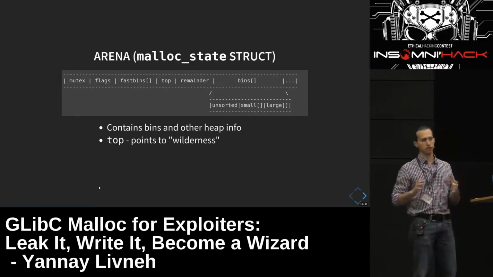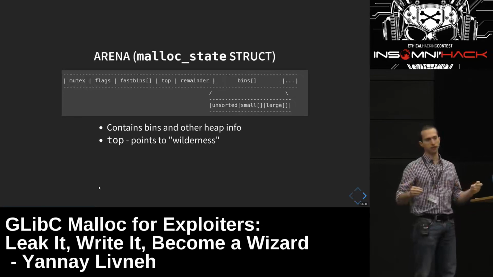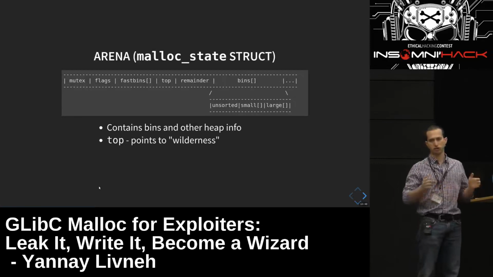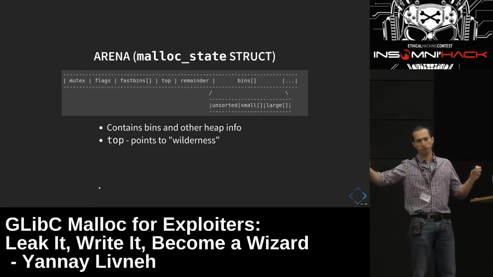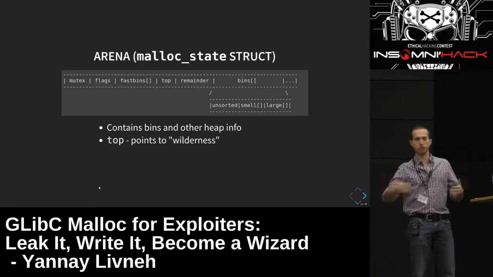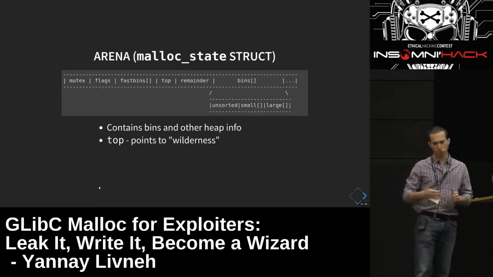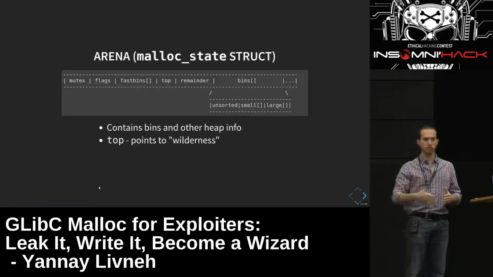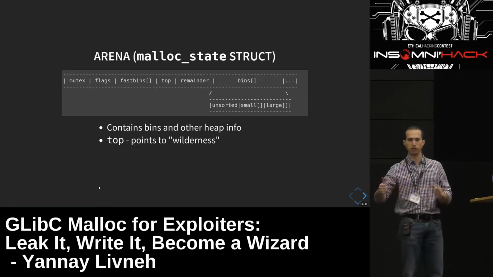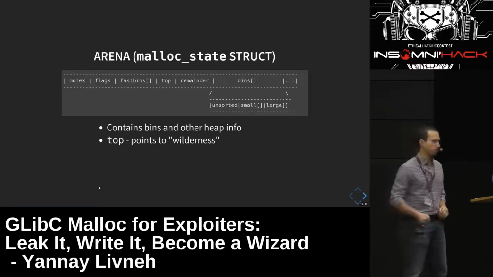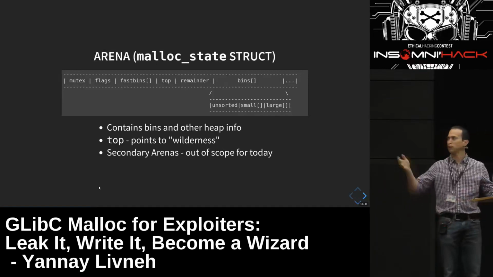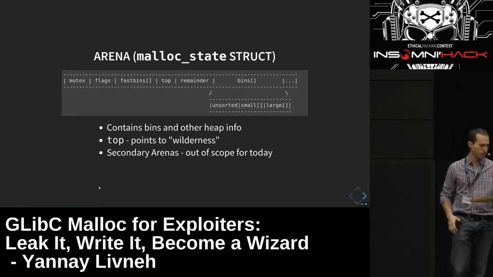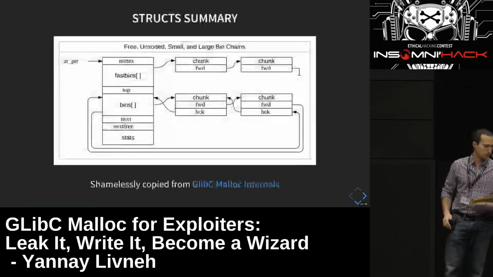The heap starts with no chunks in it. The heap mapping itself, before it's fragmented into chunks, starts as wilderness, just this whole area of empty memory waiting to be split into chunks. And the top points to the point that was not split yet, that is still waiting to be fragmented into chunks. There are also secondary arenas. It's a list of arenas, but it's not in my scope today. And that's about it. So this is the summary.